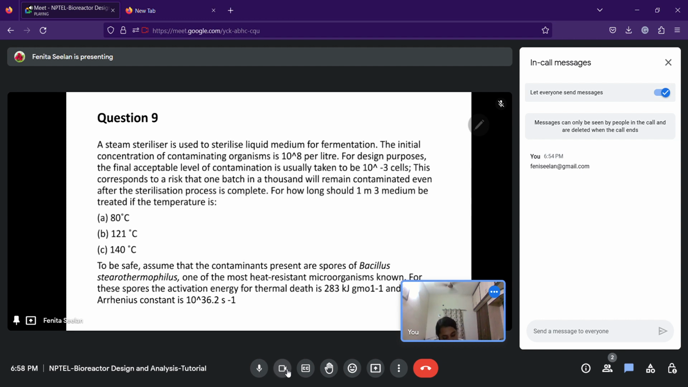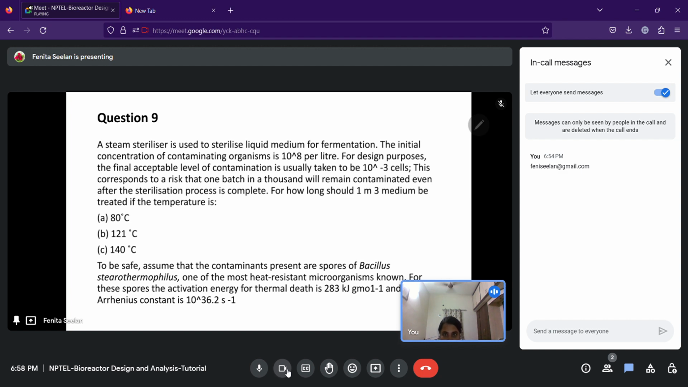To be safe, assume that the contaminants present are spores of Bacillus stearothermophilus, one of the most heat-resistant microorganisms. For these spores, the activation energy for thermal death is 283 kilojoules per gram mole, and the Arrhenius constant is 10 power of 36.2 per second.